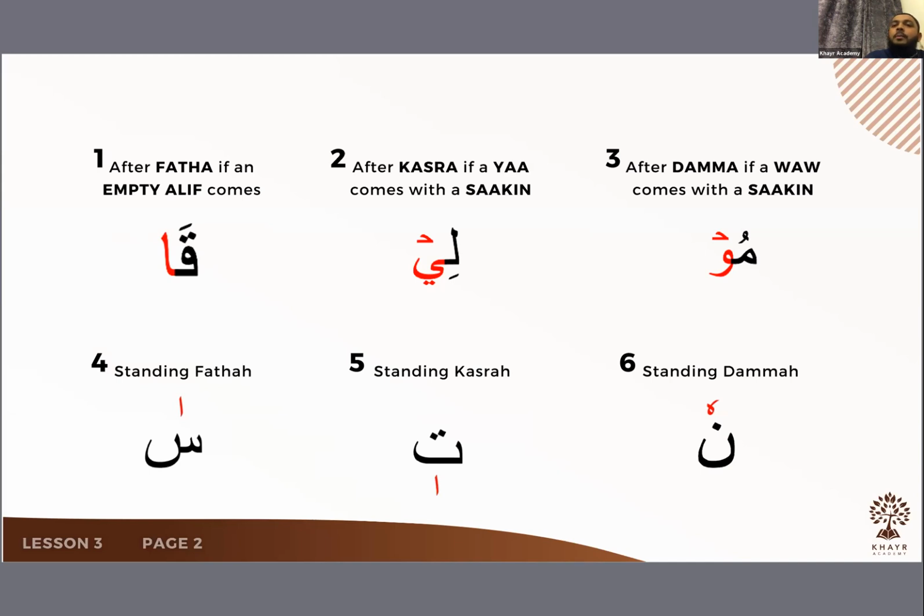Okay. But if there was a letter with tanween, qaf with 2 fatha, if you're going to carry on, you say qan. If you're going to stop, you take 1 fatha away. You say qa, but you have to make it long because after fatha there's an empty alif. Okay. I'll explain this in detail, inshallah, in the last module, because the last module is about how to stop.